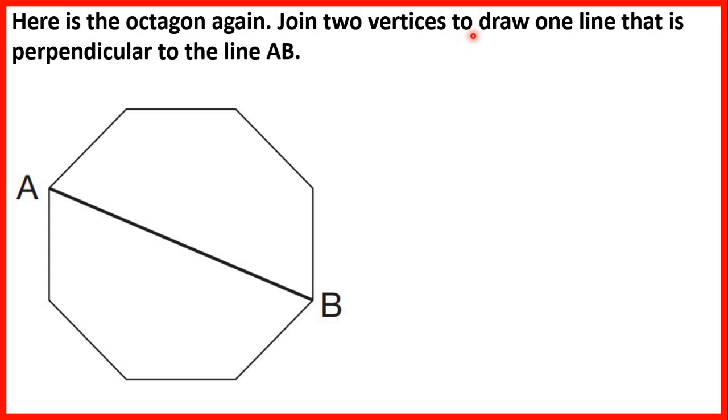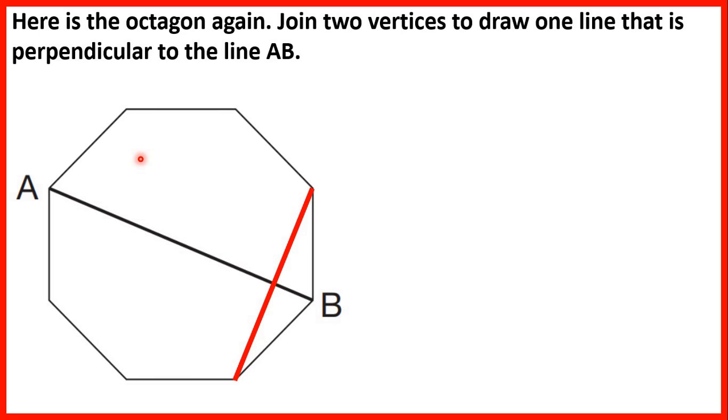Here is the octagon again. Join two vertices to draw one line that is perpendicular to the line AB. So perpendicular is the opposite to parallel. With perpendicular lines, if we extended them, they would cross at 90-degree angles. So this line here is perpendicular because that creates 4 right angles. We could also have this line here or this line here.